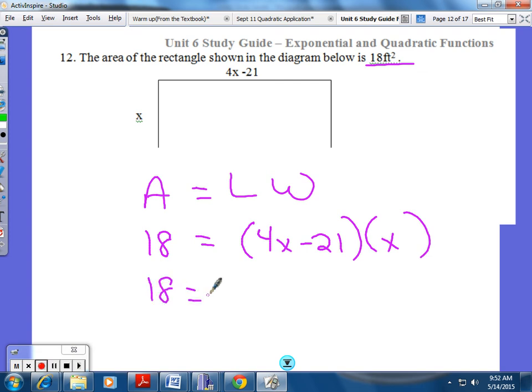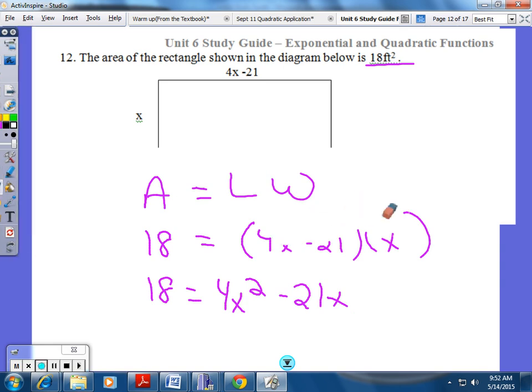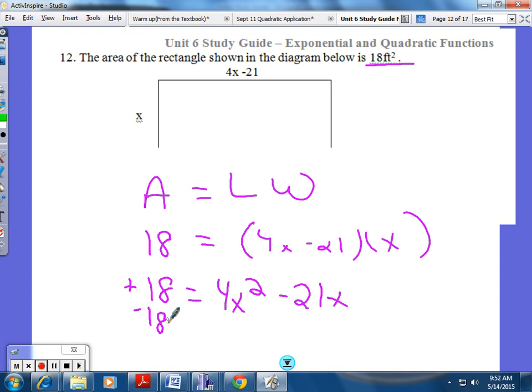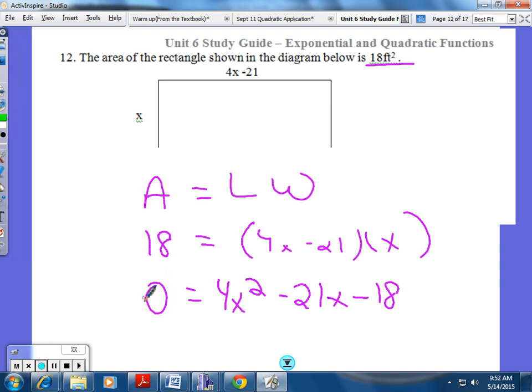So we must multiply this out. That's going to be 4x squared minus 21x. We use the distributive property right there. Okay. Now we have to move this plus 18 to the other side. The opposite of positive 18 is negative 18. What we do to one side, we must do to the other. 18 minus 18 is 0. That's what we wanted on one side. And now we can put this in the calculator and find the roots.